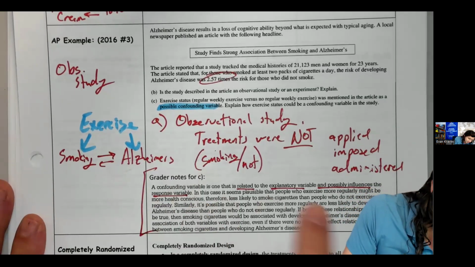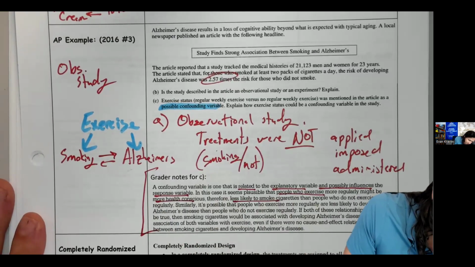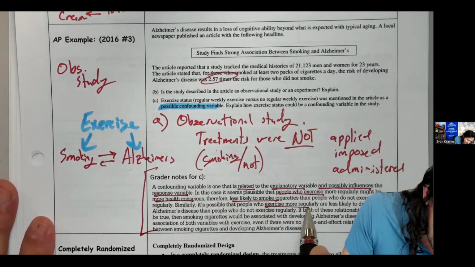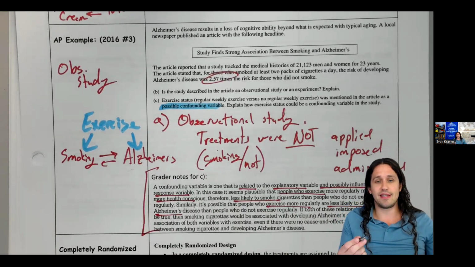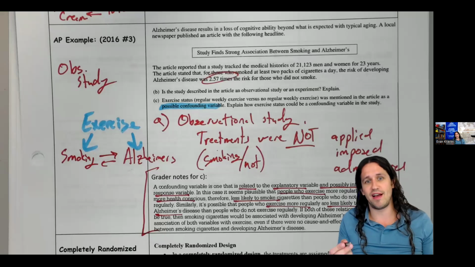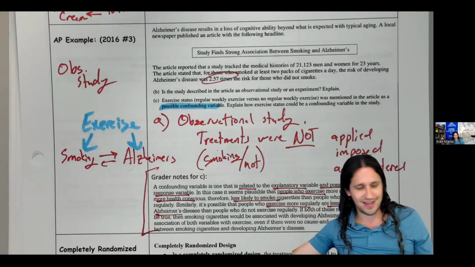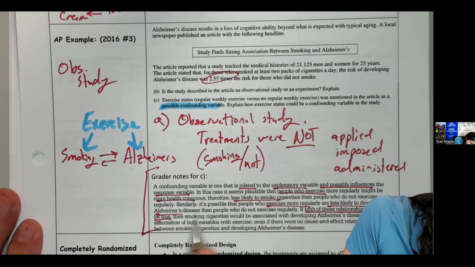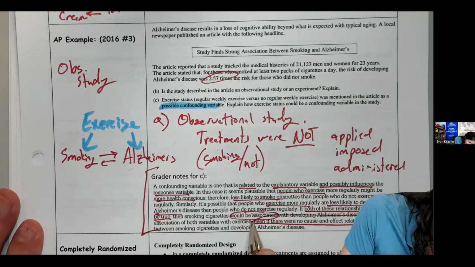In this case, it seems plausible that people who exercise might be more health conscious and then less likely to smoke. Okay, that makes sense. Similarly, it's possible that people who exercise more regularly are less likely to develop Alzheimer's. Okay, maybe it's not the smoking. Maybe it's the exercise. If you exercise, you're less likely to smoke. Maybe if you exercise, less likely to get Alzheimer's. If both of these relationships turn out to be true, then smoking would be associated with developing Alzheimer's, even if there were no cause and effect relationship.